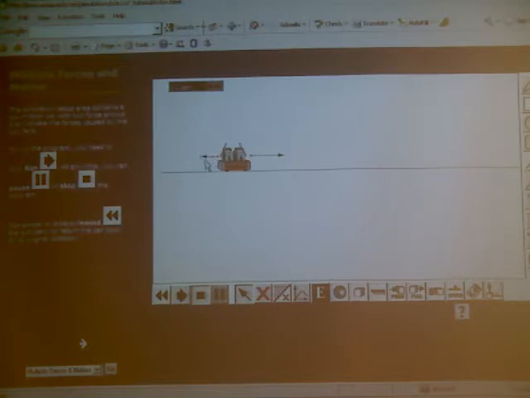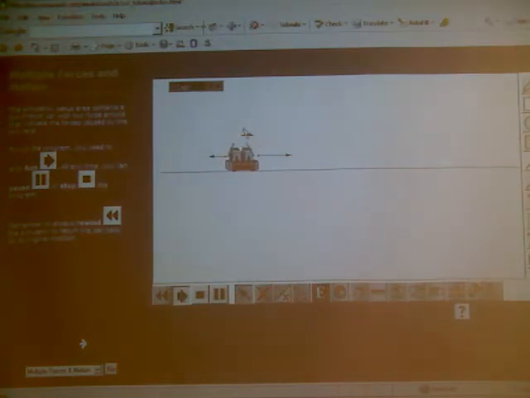Now, as you can see, we have two forces, but they are unbalanced. They are unbalanced to the right because this arrow is longer. It means that the force exerted to the right is greater. So when I press run, what do you think is going to happen? Will it move to the right? Will it move to the left? Or will it not move?